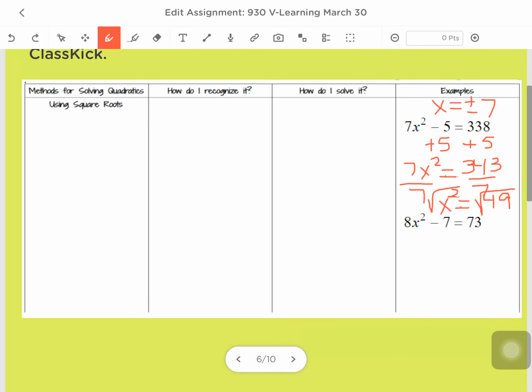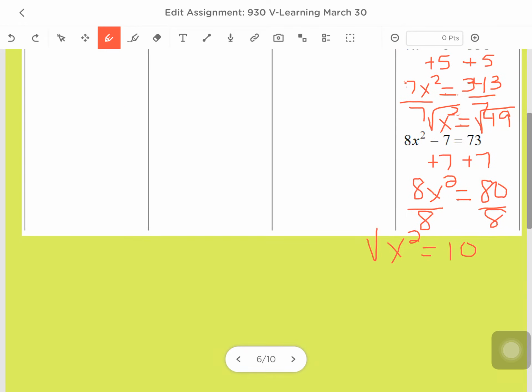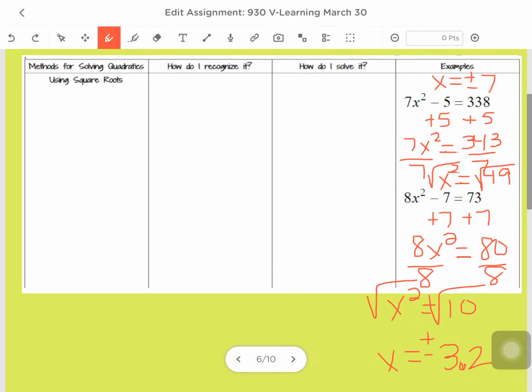I'm looking at this final example here. I'm going to go ahead and add 7 to both sides. We're solving it just like we would solve any equation. 8x squared equals 80. Divide by 8. X squared equals 10. To solve that, we're going to take the square root, keeping in mind that some of these might be a decimal. We're going to round to the nearest tenth, so this is going to be x equals 3.2, and it could be plus or minus 3.2.